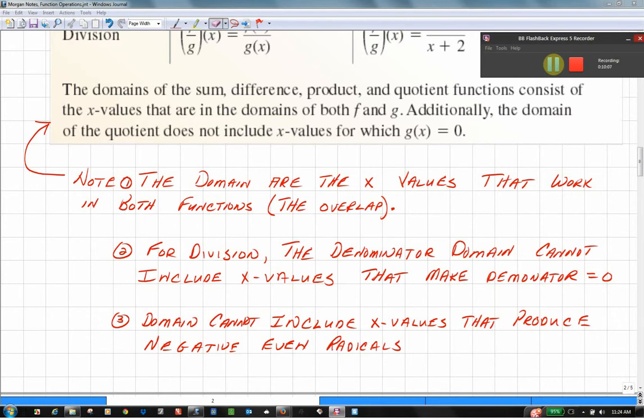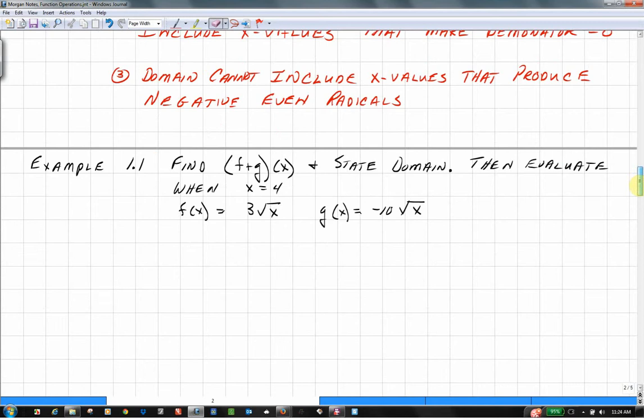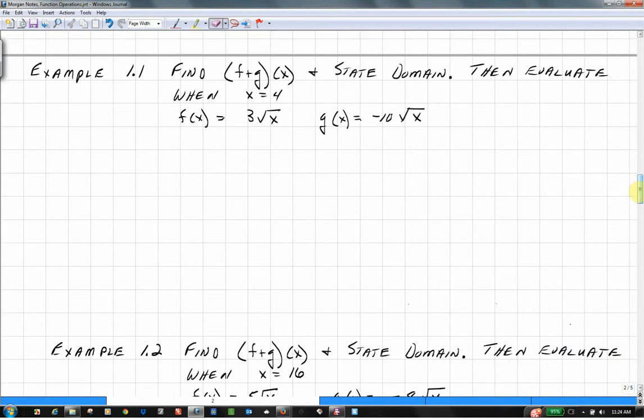Okay, so let's go down and work a couple examples. The first example is an addition one. We're going to take the function f and function g, add those together, and state the domain and evaluate it when x equals 4. So let's go ahead and find the domain for f.